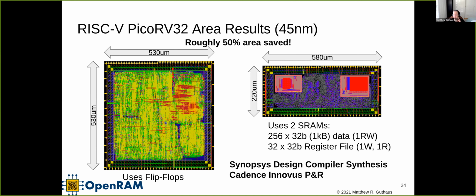And I think that's the thing to look at now: technology portability versus if you want the most optimal area, you should custom design your memory by hand. If you want a technology portable solution that's easily usable, you can do something with OpenRAM and that'll give you a pretty good solution, but not the best solution.